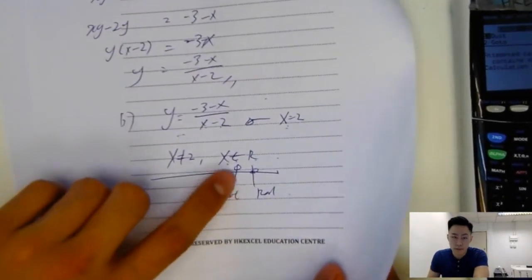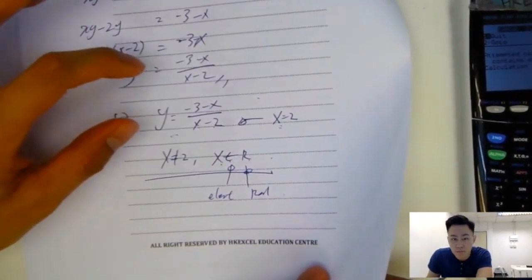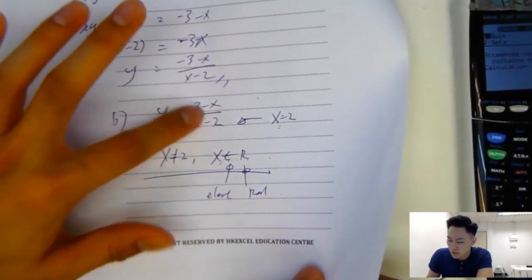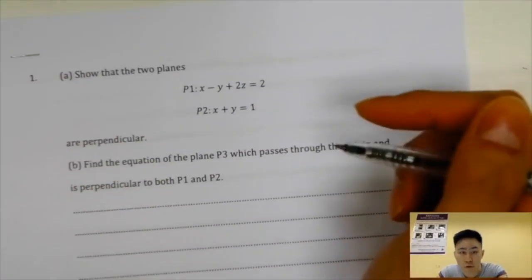So basically for this one, it's just that 2 is not allowed. So 2 cannot be the value, but any other value you sub in here, you can still get a value. Okay, yeah. We'll move on to the vector note 2 past paper question.